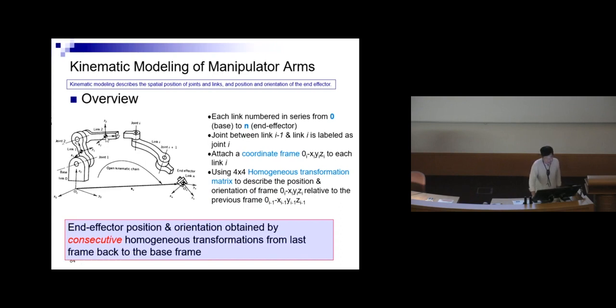For example, you will define a transformation matrix between the frame of link 2 and link 1, that is, coordinate frame O1, x1, y1, z1 and O2, x2, y2, z2. So you need to have these transformations. The end effector homogeneous transformation will essentially be a consecutive homogeneous transformation from the last frame back to the first frame. So this is what we have learned earlier.